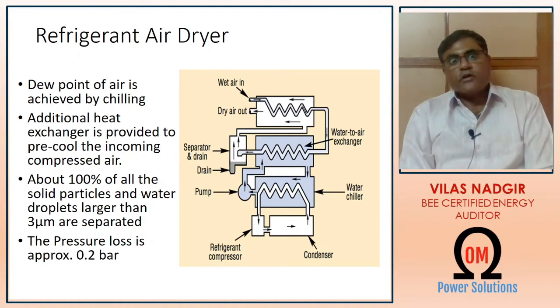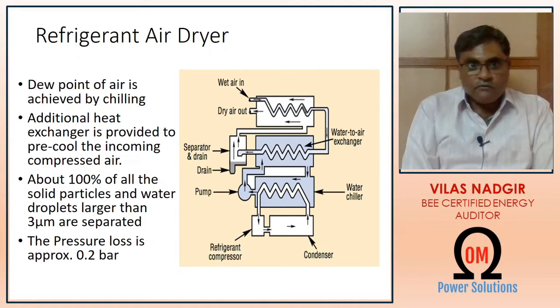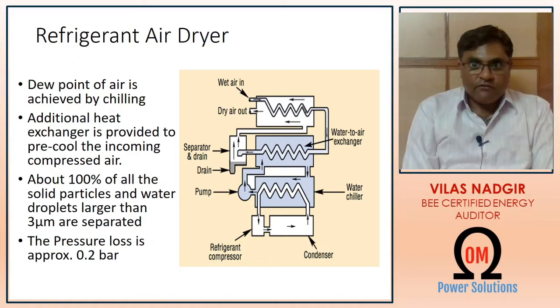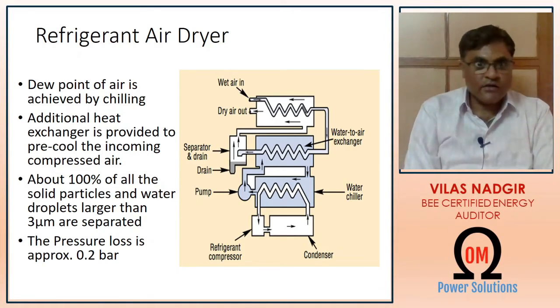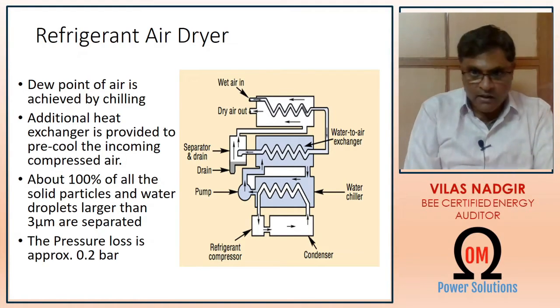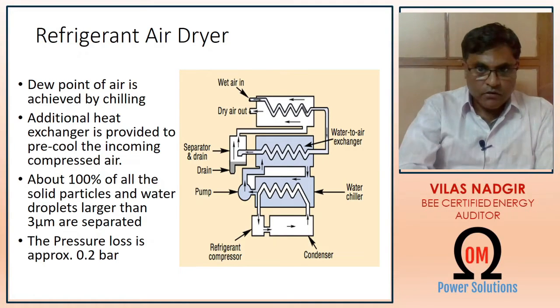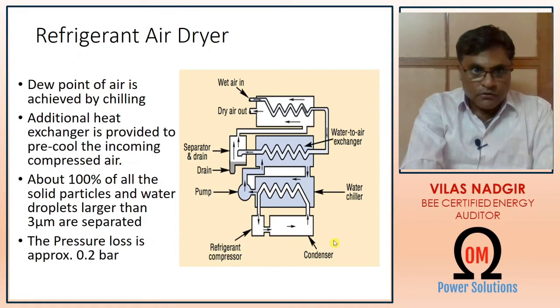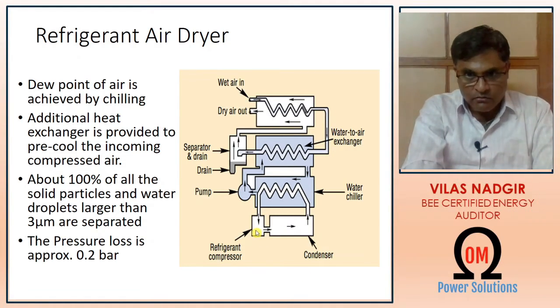There are two types of air dryers. One is the refrigerant air dryer. As I have told you that the dew point is required for any dryer, and here the dew point is achieved by using HVAC systems. This HVAC system I will be discussing in another video, but as of now we will be understanding only how that air is dried by chilling.